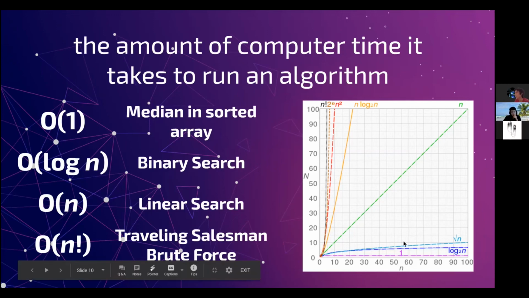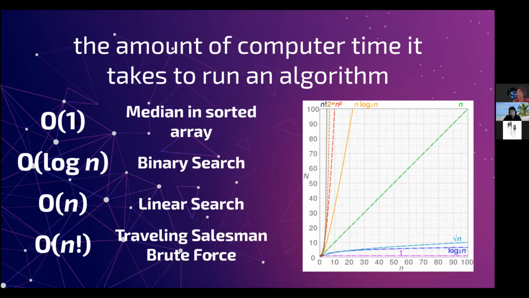So on the right, we have a graph. These are just graphs of an equation. So you can see n is linear. You could reference it to the equation y equals x. That's just n. So going through them, here are some examples of different time complexities to give you an idea of what each one would mean.